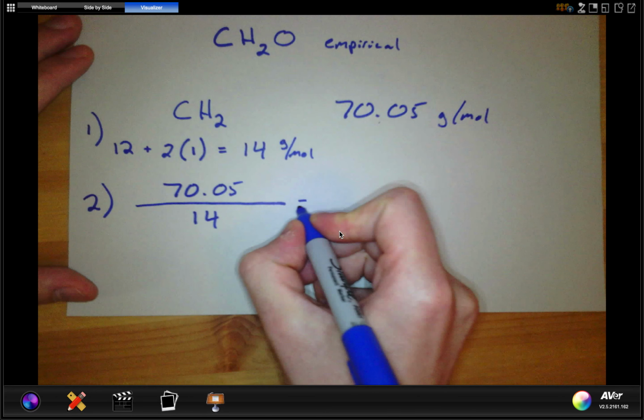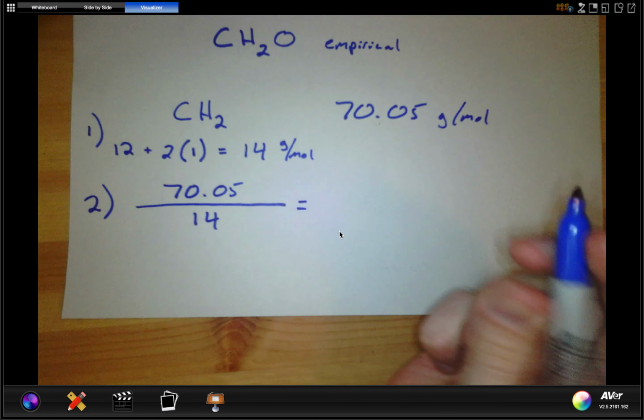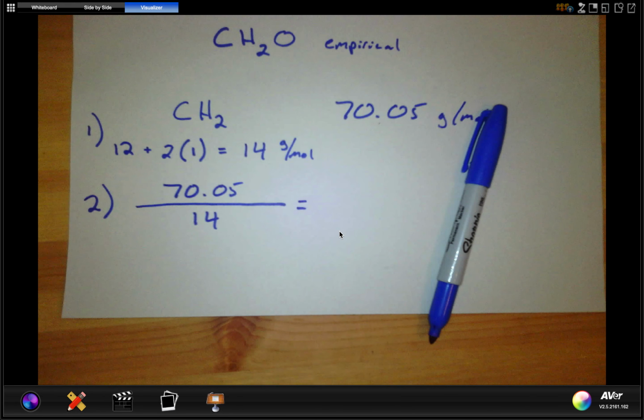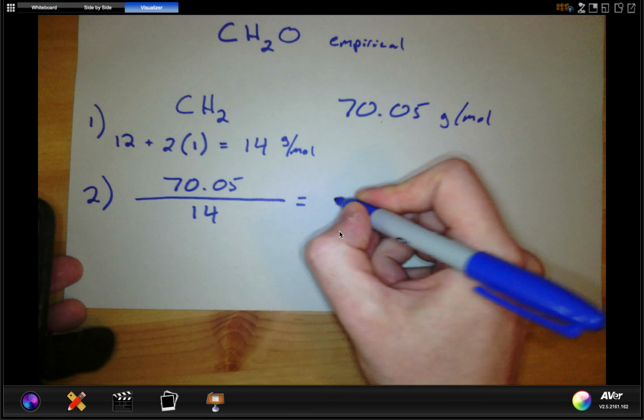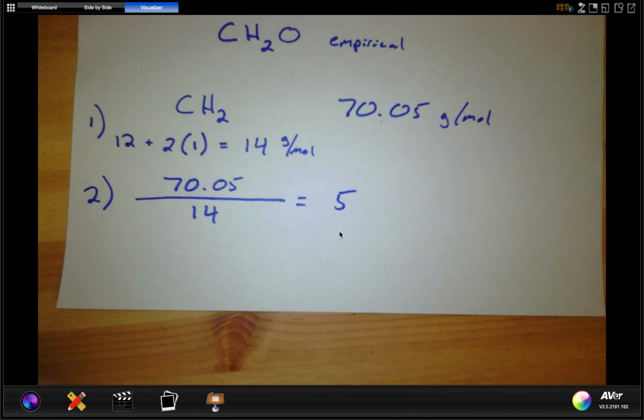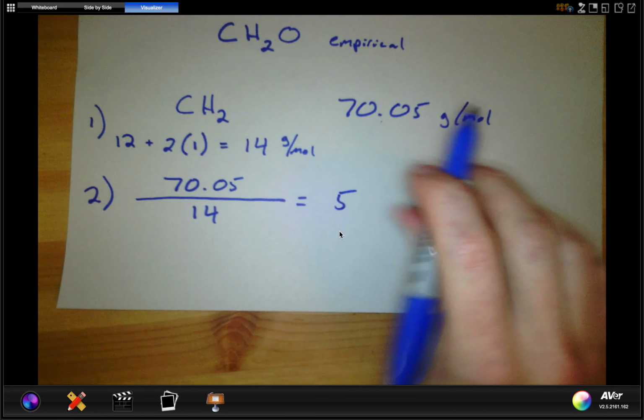So if we do this out, oh geez, I don't have a calculator. But I do on my phone. There it is. So 70.05 divided by 14 basically gets us to 5. If you round, it's about 5. So that was step 2.